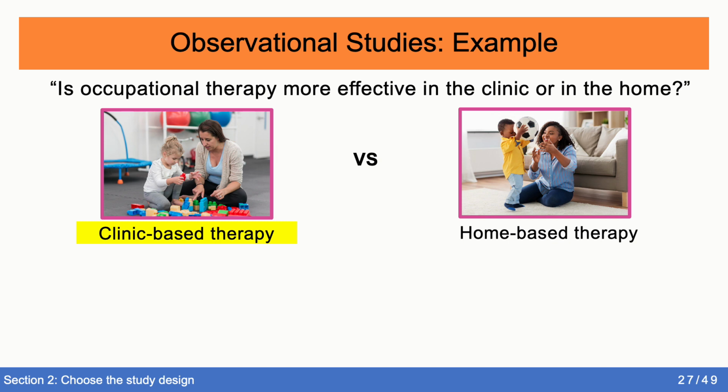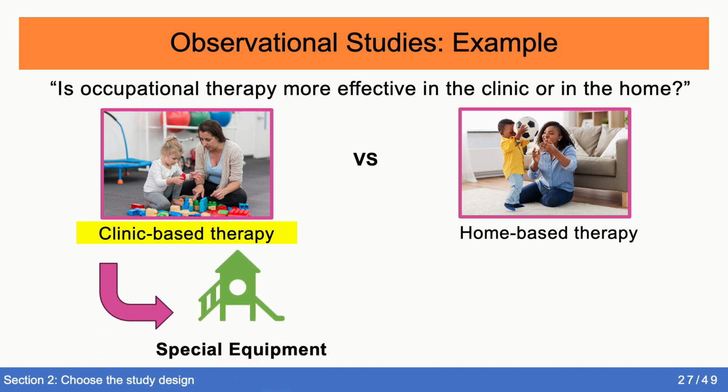For example, it could be that clinics have special equipment that families do not typically have access to at home, and maybe this equipment is important for children to learn some skills. It's possible that by giving families access to this equipment, it will help children make more progress at home. The researchers' results about which environment is more beneficial were biased by the difference in equipment.